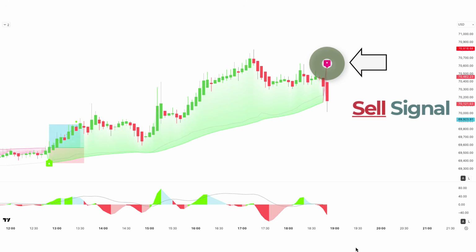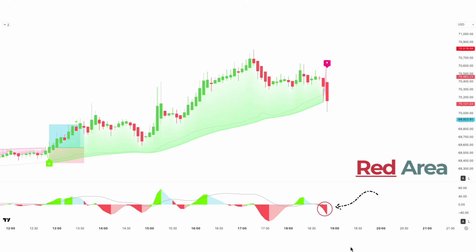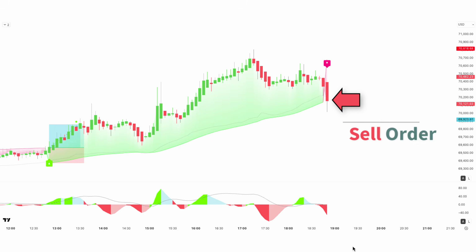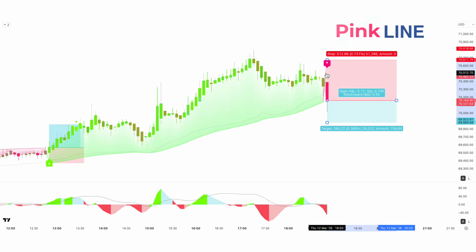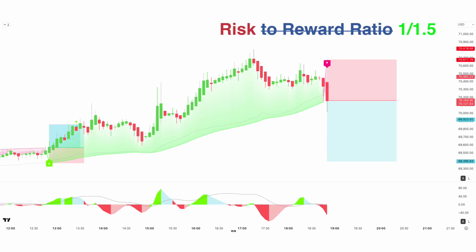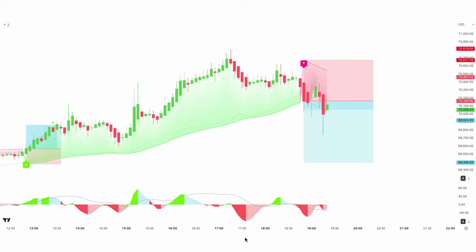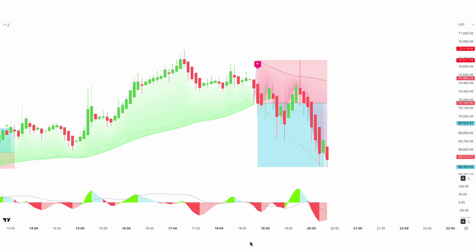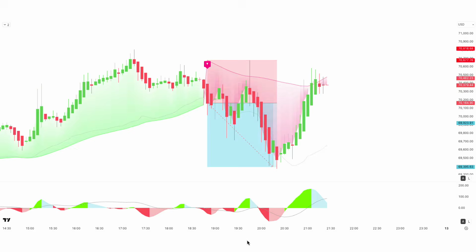Here, the dynamic trend pivots arrow of this indicator is a sell signal. Here, the adaptive MACD shows a red area. Here, the market has made a bearish candle to give confirmation. So all our conditions are being fulfilled, so we are placing an order to sell. Our stop loss is to be placed at the pink line, and the risk-to-reward ratio will be 1:1.5. Let's see what happens to our trade. Our trade is running in profit. We have won the trade. Let's find the next trade.